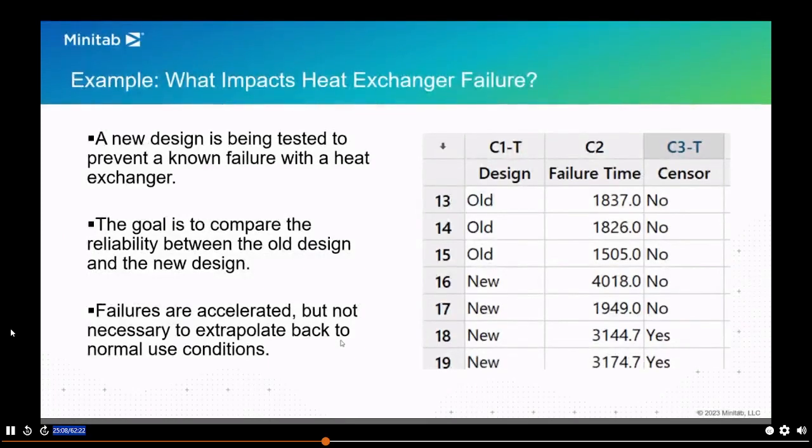So I'm going to have to accelerate my failures and look at, did my new design under these accelerated failures actually improve the problem and really solve the problem? Does it extend the life for these things? So in this case, I'm accelerating the failures. Sometimes we're going to extrapolate these back to normal conditions. In this case, I'm not going to. That actually only makes a difference in terms of what tool you use to analyze the data.